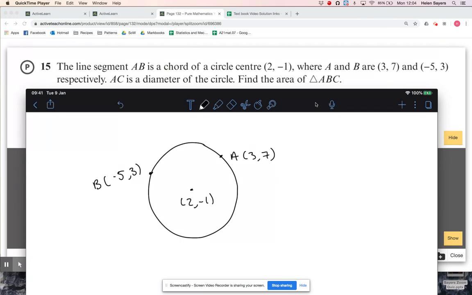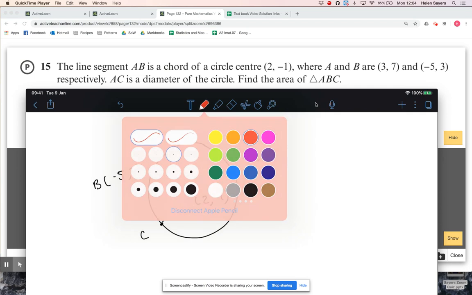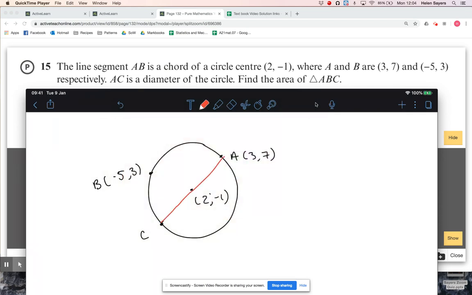And then AC is a diameter, so that is going to put C down there somewhere. So I'll just move that a little bit out of the way. So that was (2, -1). Okay, and AC is a diameter, so that's obviously going through the center. And we want the area of triangle ABC.